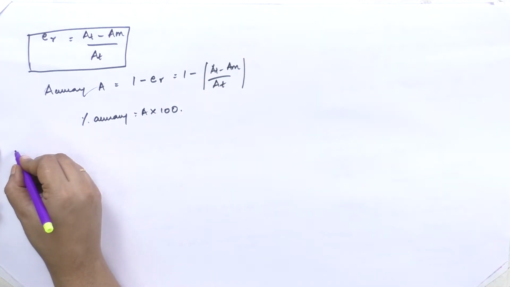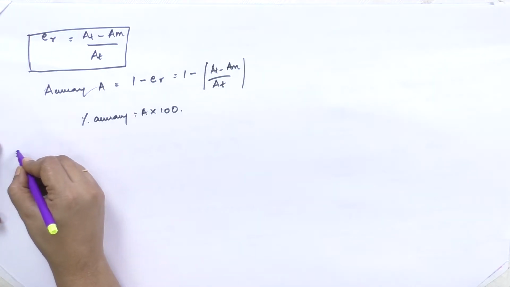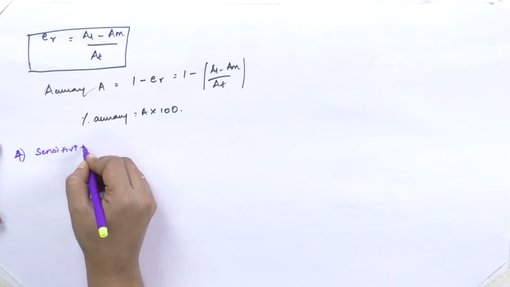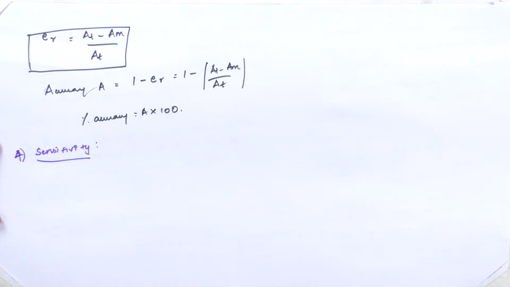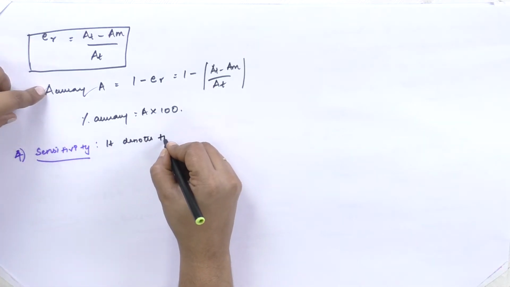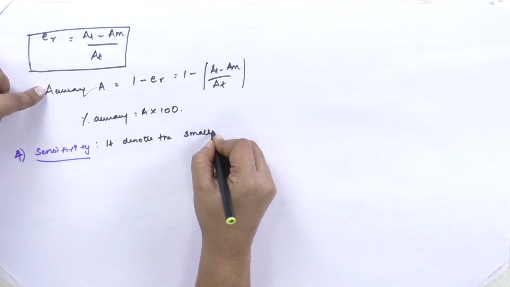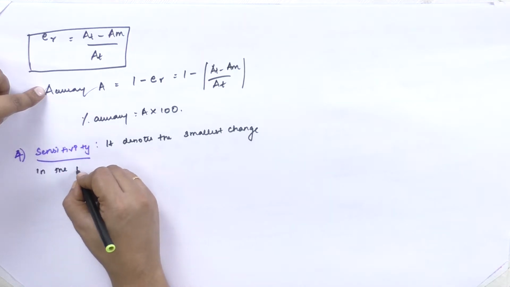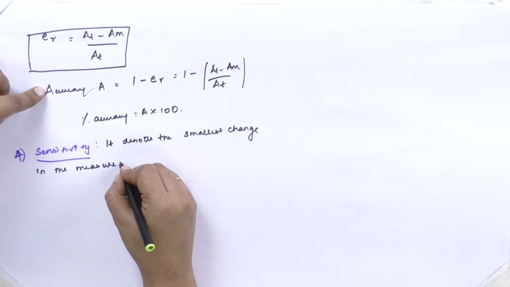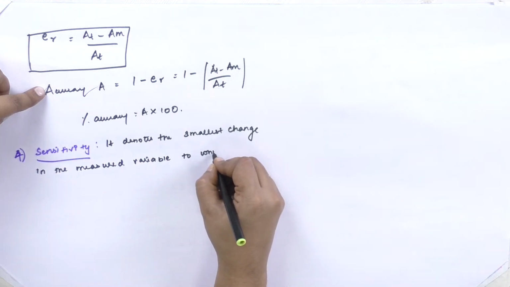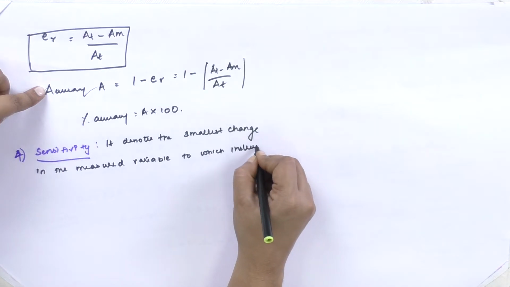Next we will see the fourth static characteristic, which is sensitivity. It denotes the smallest change in the measured value to which the instrument responds.